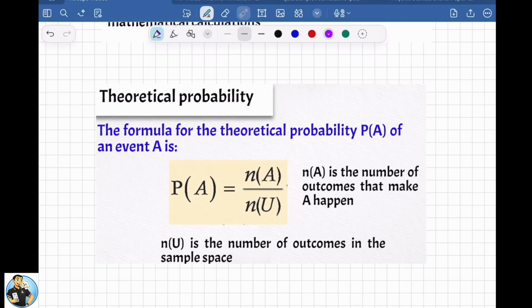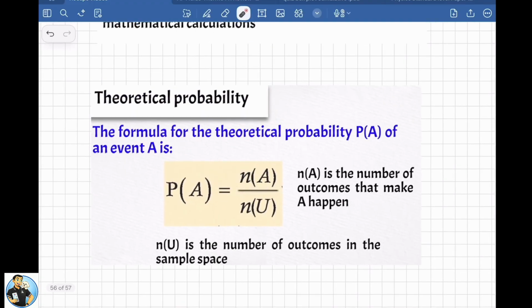We can read this like the probability of the event A. Okay, the event A. Then it's going to be n, the number of times that the event A is true, divided by the number of what? Of outcomes. Okay, the number of outcomes in the sample space. So let me show you.